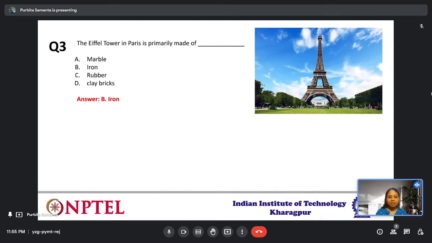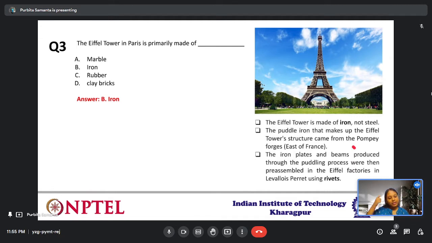in the right side of the screen we can see the image of the Eiffel Tower, and this Eiffel Tower is basically made of iron and not steel, and the puddle iron that makes up the Eiffel Tower structure came from the Pompey forts, and the iron plates and beams that were produced through the puddling process were then pre-assembled in the Eiffel factories with the help of rivets.